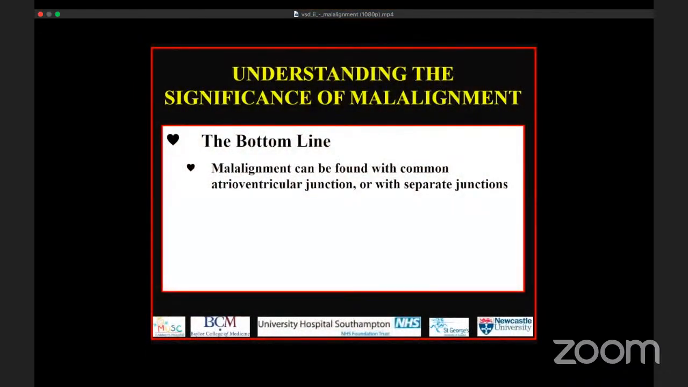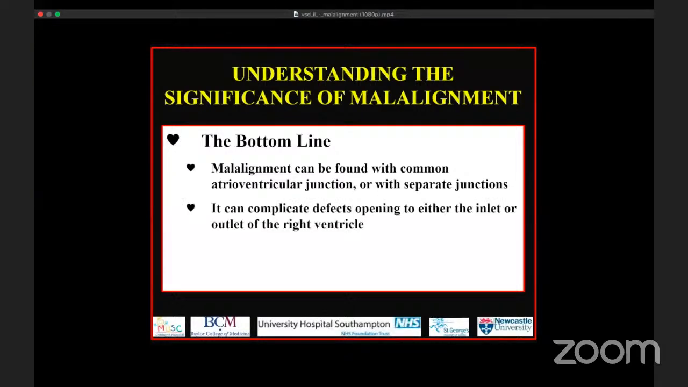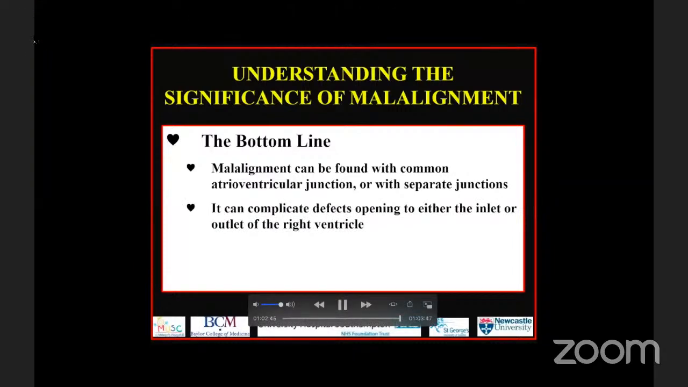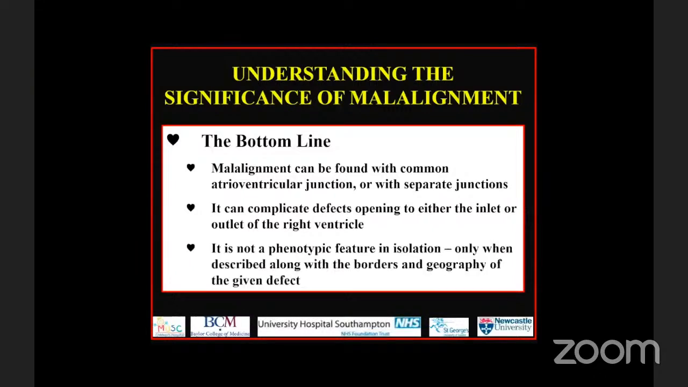So we've shown you a lot of specimens in this session. We've tried to link that with development. We've tried to show you that malalignment can not only be found with separate junctions, it can also be found in the setting of a common atrioventricular junction. And we've linked that with double inlet ventricles. We've shown you it can be found either when those defects open to the inlet or the outlet of the right ventricle, so the geography of the defect is important.